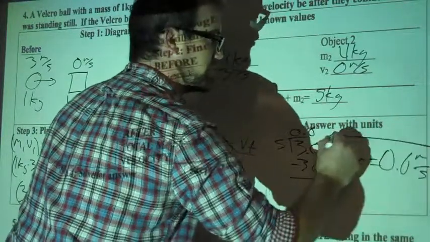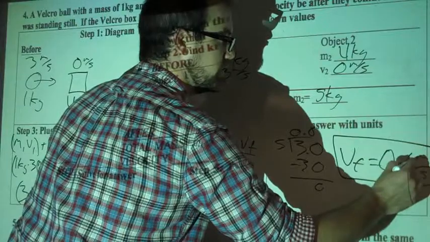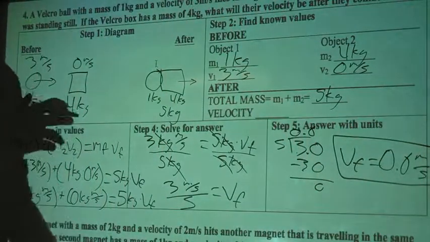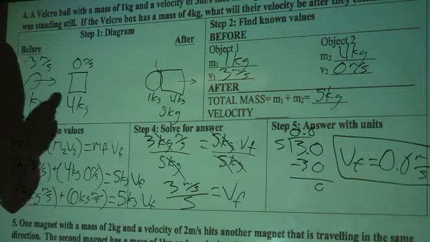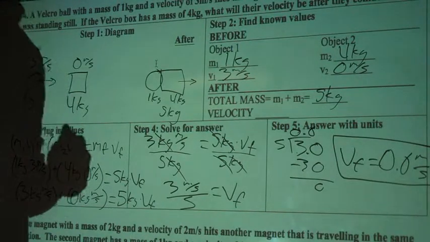VF is 0.6 meters per second. And you do not have to put the 0, but it does make it more clear that you're not having a period somewhere in there, that it's like 0 point something. It just makes your decimal more clear that way.